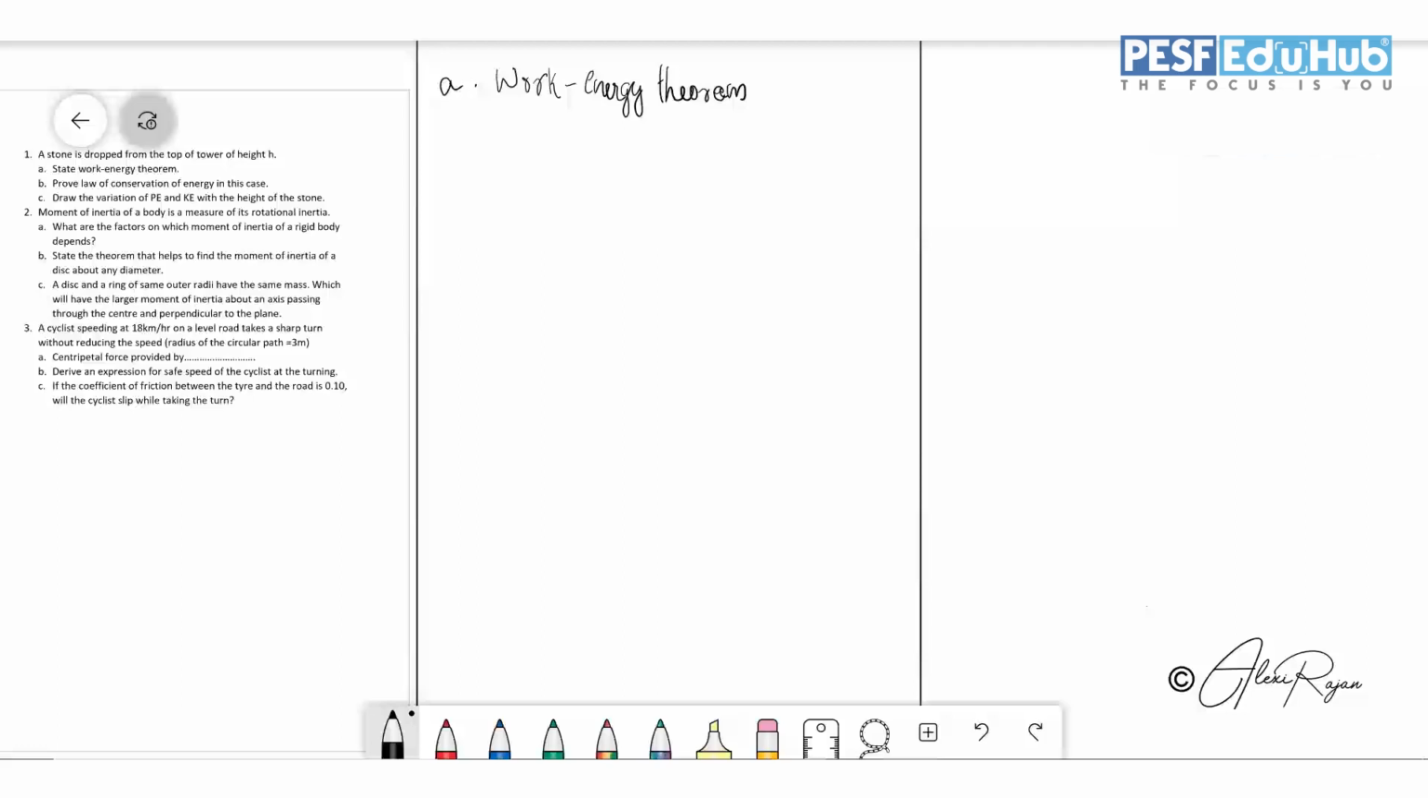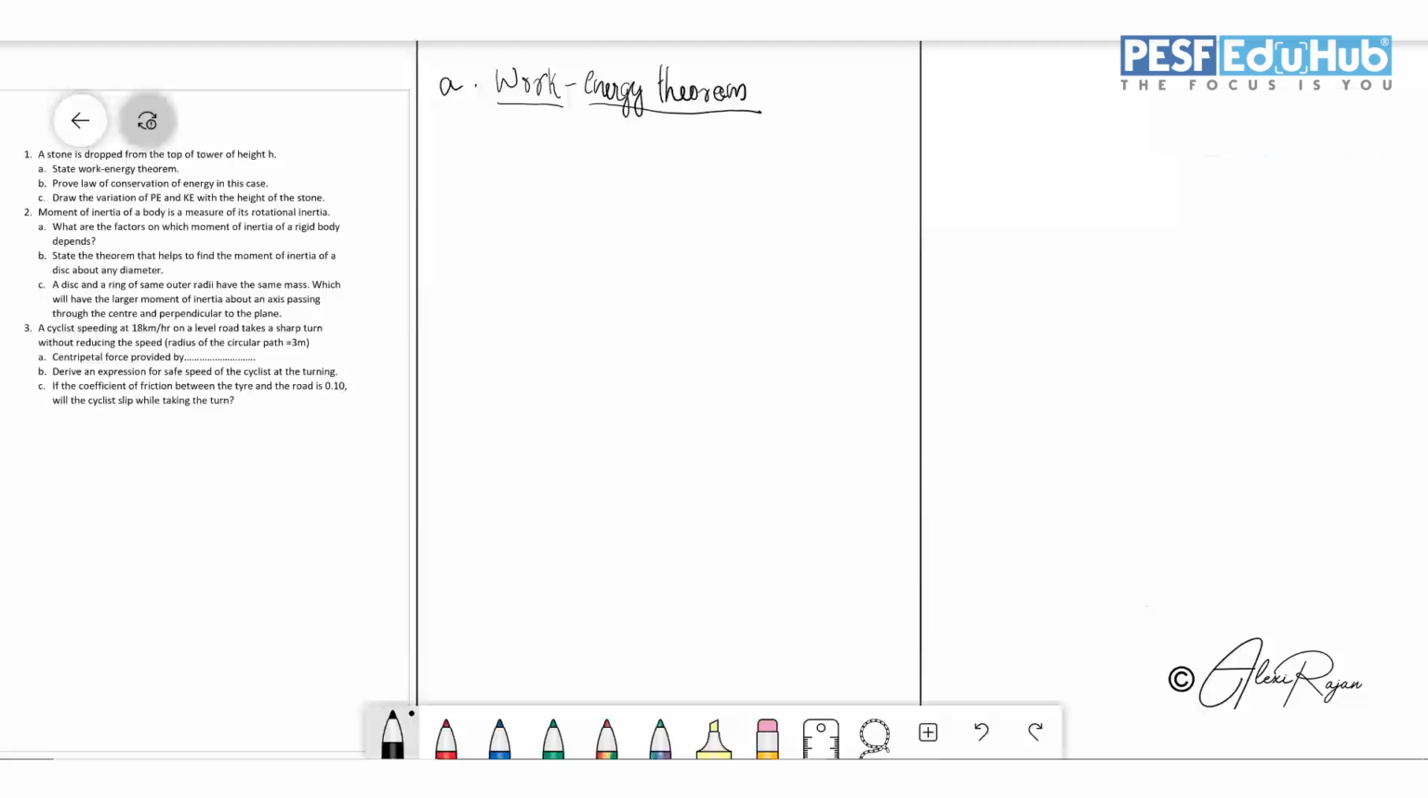Actually, the work energy theorem states that particular difference. And what does this work energy theorem state? It states that the work done on a system is equal to change in its kinetic energy. In the case of gravitational potential energy also, it is the same. That is, the work done on a system under gravitation will be equal to change in its gravitational potential energy.